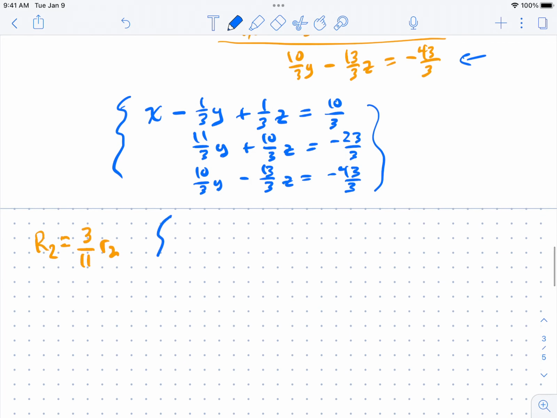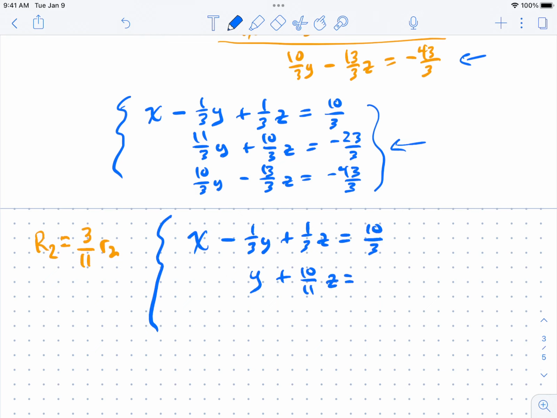So let me just try to write this all at once here. X minus 1/3 y plus 1/3 z equals 10 thirds. Okie dokie. Now, taking everything in this row and multiplying it by 3/11. Well, the 11 thirds times the 3/11 will turn it into a 1. 3/11 times 10 thirds, the 3's will cancel, we'll have a 10/11 z. 3/11 times 23 thirds, again the 3's will cancel, so it'll be a negative 23/11. And the bottom row is still what it is.